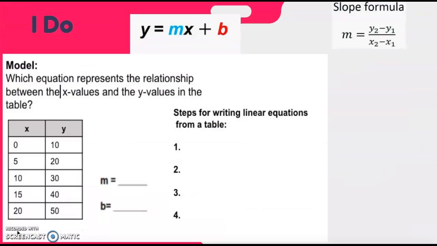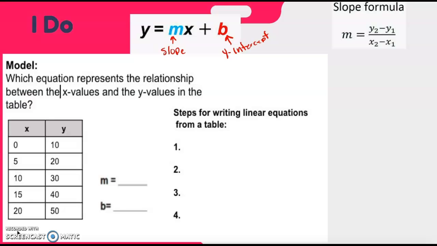Here's our I do for today. Which equation represents the relationship between the x value and the y value in the table? Now, yesterday we briefly talked about slope and our y-intercept. And I have the equation up here, y equals mx plus b, where m is the variable for slope and b is your y-intercept, which could be your starting point or the point where the line crosses the y-axis.